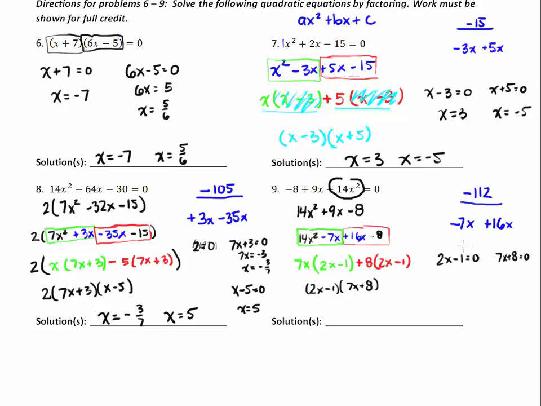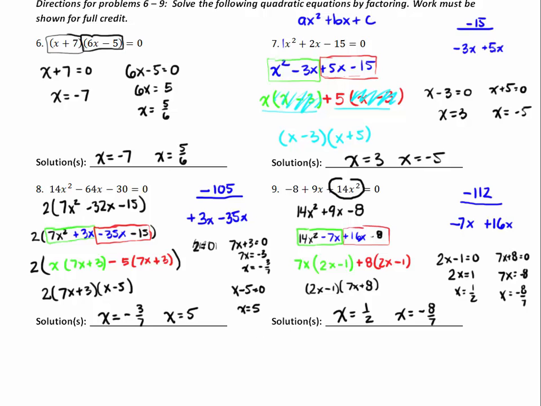So let's solve this one. We'll add 1 to both sides. So we get 2x is equal to positive 1. Divide by 2, and we get x is equal to 1/2. On this one, we get 7x is equal to negative 8. And then we'll divide by 7, and we'll get x is equal to negative 8 over 7. And those are our solutions to that problem: x equals 1/2, and x equals negative 8/7.